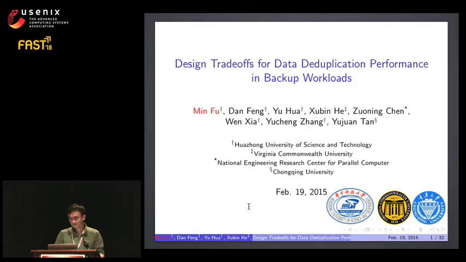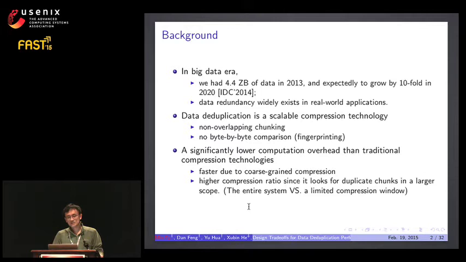Today, we are living in the big data era. IDC reported we had 4.4 gigabytes of digital data in 2013, and it is expected that we will have 44 gigabytes of data in 2020. Moreover, many researchers from industry and academia have reported the wide existence of data redundancy in real-world applications. So we can use compression technologies to improve the storage efficiency.